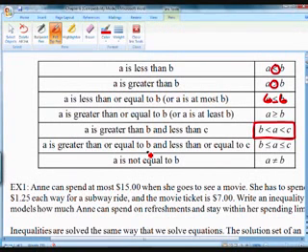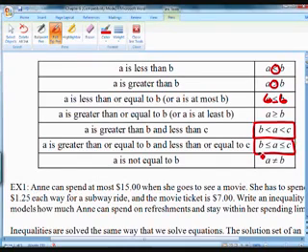A is greater than or equal to B and less than or equal to C. That's similar to the one we did before. B is less than or equal to A is less than or equal to C simply means that A is between B and C, or A could also equal B, or A might equal C as well.